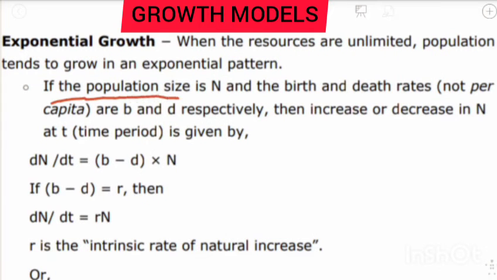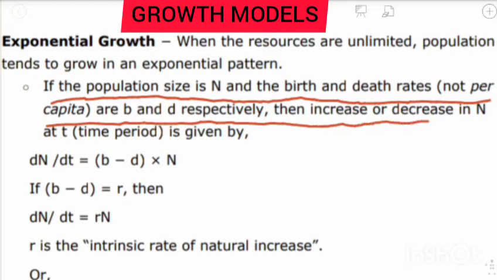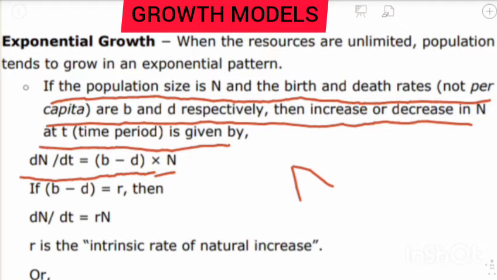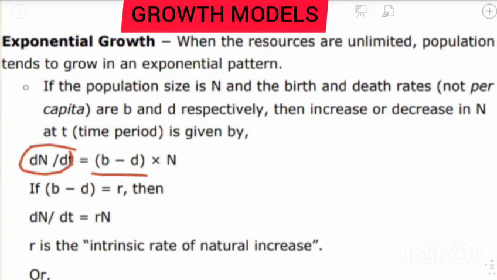Very simple. The population size is N, and the birth and death rates per capita are b and d respectively. Then the increase or decrease in N at time t is given by dN/dt equals birth rate minus death rate, multiplied by the population size N. So dN/dt is equal to (b minus d) times N.